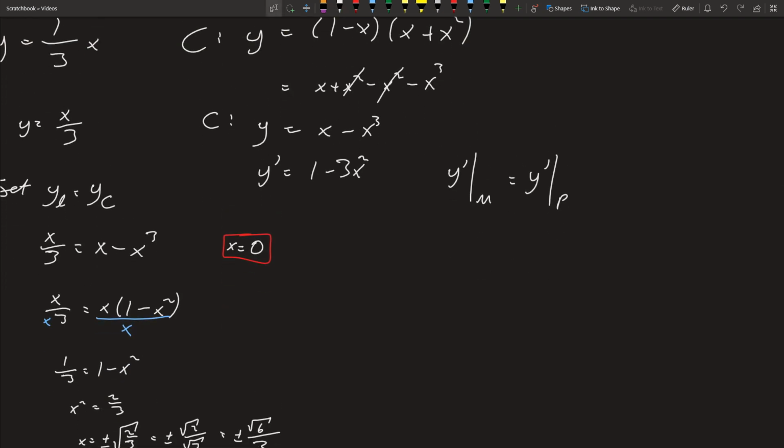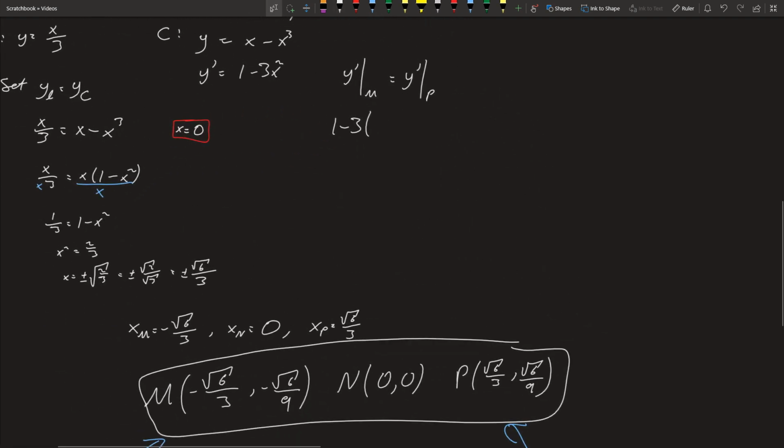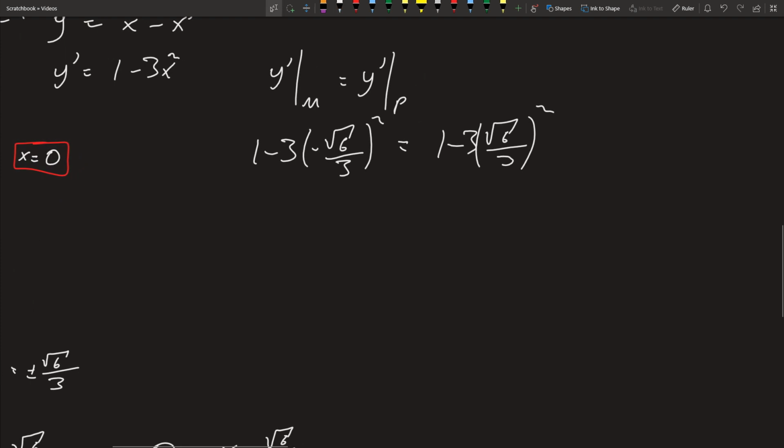Anyways, what does that mean? We have 1 minus 3 times the x coordinate of M, which is negative radical 6 over 3, squared, is equal to 1 minus, at P, positive radical 6 over 3 squared times 3 in the beginning. Now, we need to verify that they're equal. If those two values turn out to be equal, then we're good.